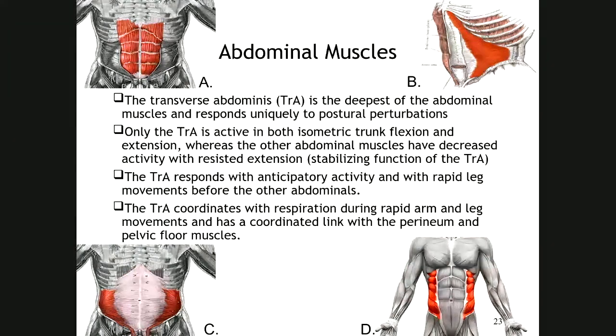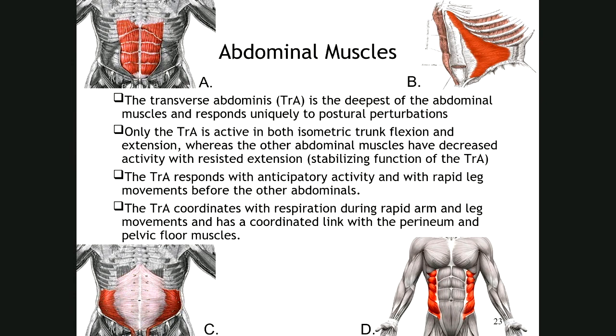Okay, the transverse abdominis also responds with anticipatory activity. With rapid leg movements, you're also activating your transverse abdominis. It kicks in before any other abdominals. So this is our go-to muscle when we're trying to stabilize and strengthen the spine. We're going to learn how to activate the transverse abdominis during lab. The transverse abdominis also coordinates with respiration when the patient or you are having rapid arm and leg movements. You have coordinated activity with the perineum and the pelvic floor muscles.